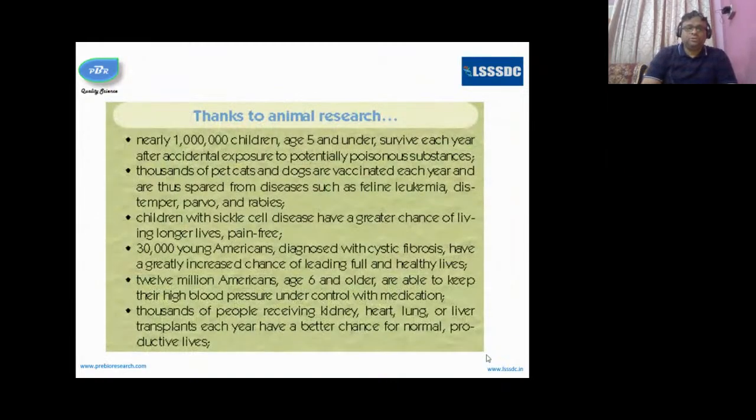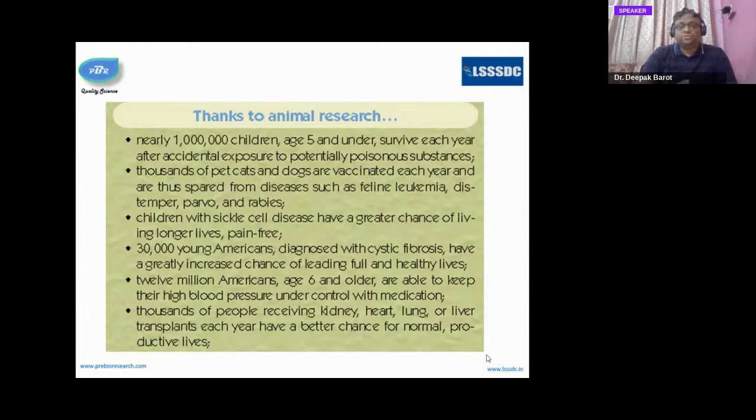Okay, so just a few figures I put up. Again, these are old figures, but this has definitely increased. So nearly 10 lakh children under the age of 5 survive each year after accidental exposure to potentially poisonous substances. Thousands of cats and dogs are vaccinated each year, and thus spared from diseases such as feline leukemia, distemper, parvo, rabies. Even in humans, so many vaccines we are taking. So by taking all these vaccines, in animals and humans, basically we are trying to prevent infection from many diseases.